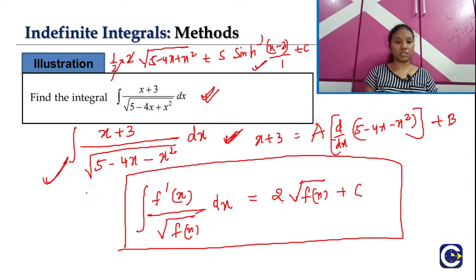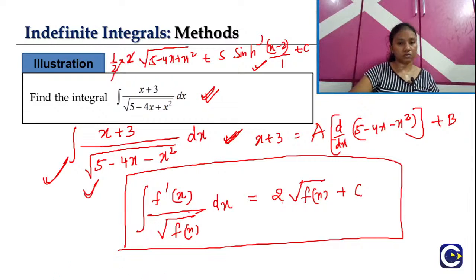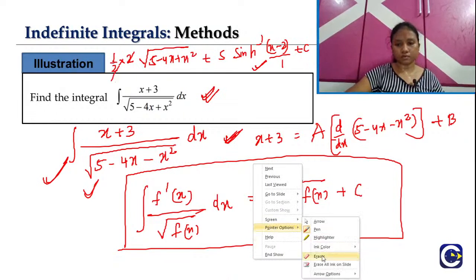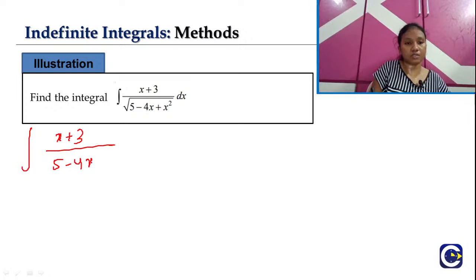So what about the next question answer? Anyone? Okay, except Siddharth. Siddharth has already given. So this is our integral. I mean, new question, I just changed it. So 5 minus 4x minus x square.